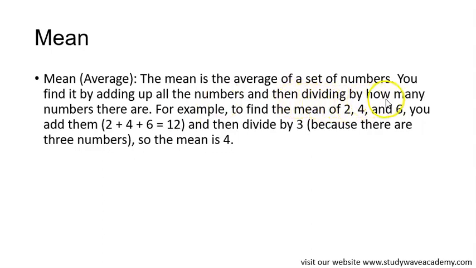Then you divide by how many numbers there are. How many numbers do we have here? 1, 2, 3. We have 3 numbers, right? So when we add the numbers together, we divide by the amount of numbers we have. We have 3 numbers here, so it will be 12 divided by 3. And when 12 is divided by 3, what is it going to give us?